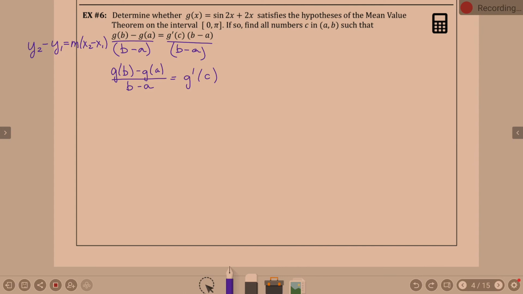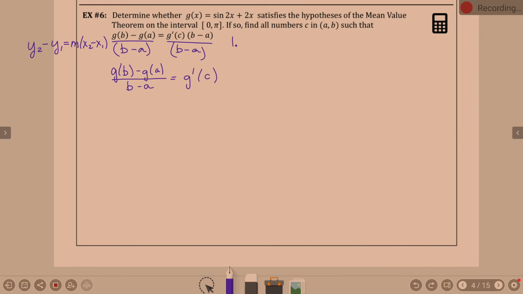Now, we have to determine if this satisfies the hypotheses of the mean value theorem. So, what's the first thing you're supposed to be checking? Is the function continuous and differentiable? Thoughts? We're assuming yeah. Well, it's kind of a polynomial. The plus 2x makes you think polynomial.